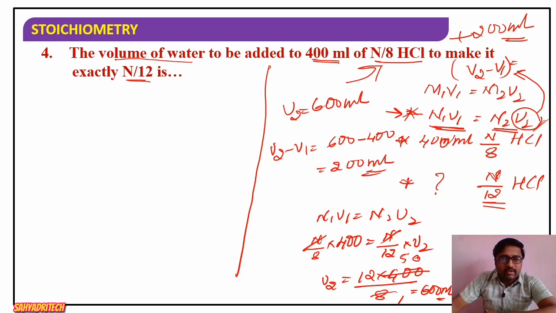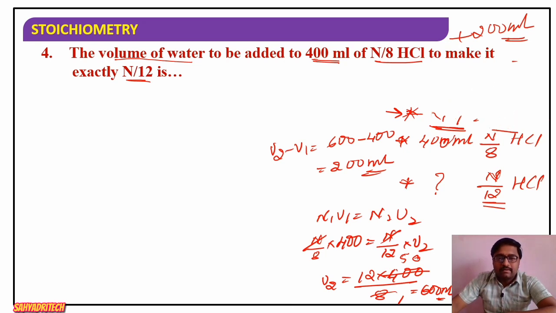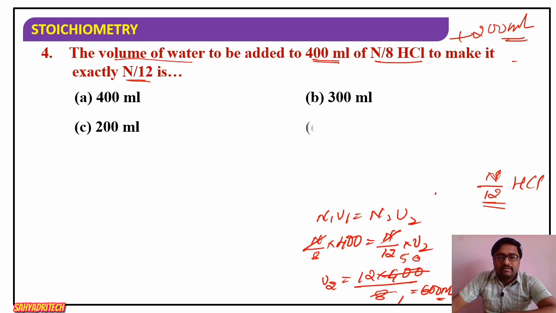Alright, we look for the options, and please remember what answer we should get: 200 ml, right? So if you look at the options, first option 400 ml, second option 300 ml, third option 200 ml, and the fourth option 100 ml.